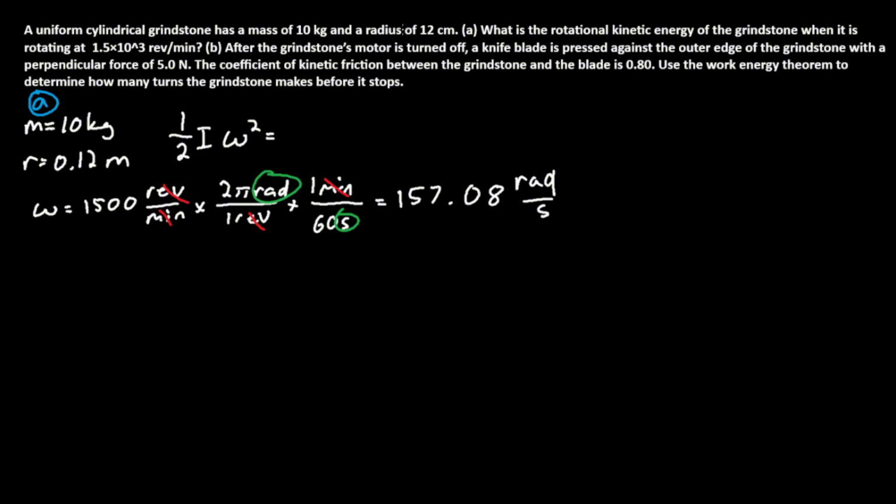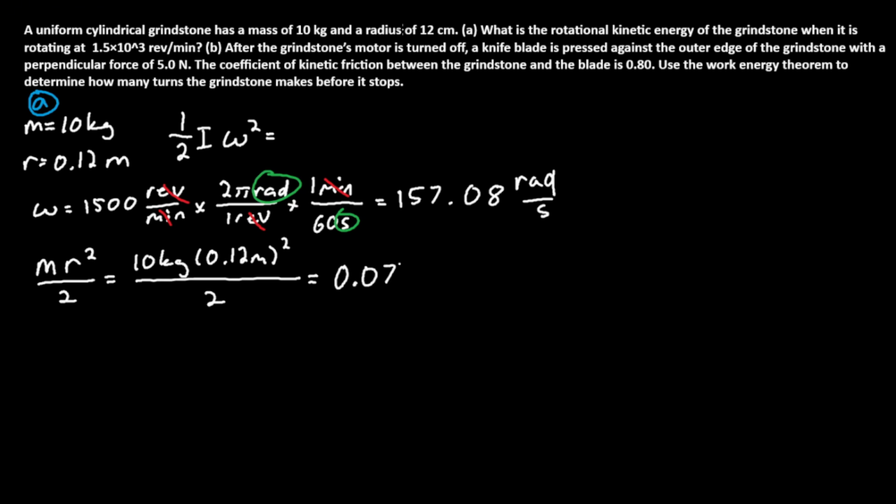Okay, let's go ahead and solve for the moment of inertia. Well, the moment of inertia is different per shape, but we have a cylindrical grindstone. So a cylindrical shape has a moment of inertia of mass times radius squared, all over 2. So mass is 10 kilos, and your radius is 0.12 meters squared, all over 2. Put this into a calculator, and you should get a moment of inertia of 0.072 kilogram meters squared.